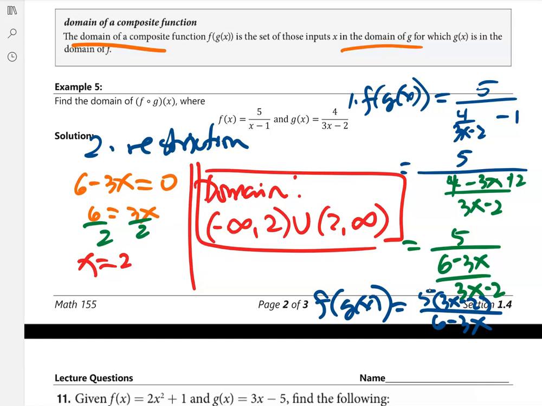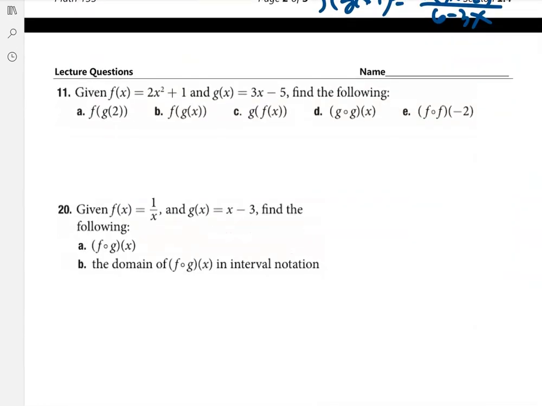Okay. Next, 11. Given f of x equal to 2x squared plus 1 and g of x equal to 3x minus 5, find the following. F of g of 2. So this is plug in 2 to g of x. So 3 times 2 minus 5 is 6 minus 5 is 1. And then f of 1 is 2 times 1 squared, 2 plus 1 is 3. So meaning f of g of 2 is equal to 3.